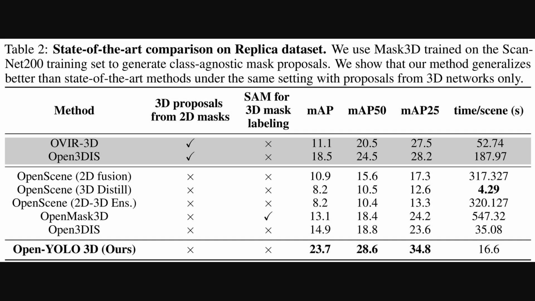Alright, so after seeing how strong the multi-view prompt distribution is, especially with those ideal oracle masks, this next table, Table 2, takes us to a different testing ground. The Replica dataset. This is another state-of-the-art comparison. And once more, Open-YOLO 3D, listed as ours, stands out. It achieves a mean average precision of 23.7, processing a scene in just 16.6 seconds. Importantly, it achieves this without relying on 3D proposals from 2D masks or using SAM for 3D mask labeling, unlike some other methods. This performance really highlights its strong generalization to new datasets while maintaining that speed and accuracy edge.